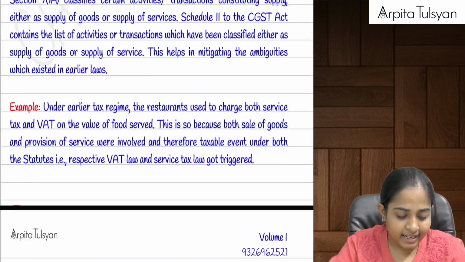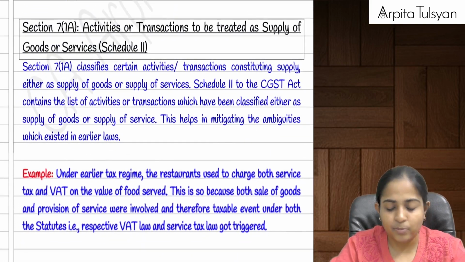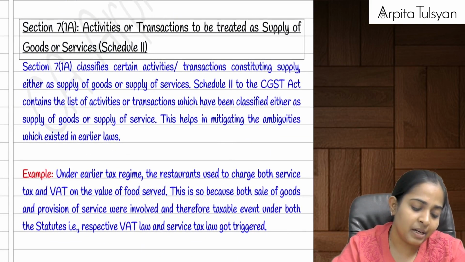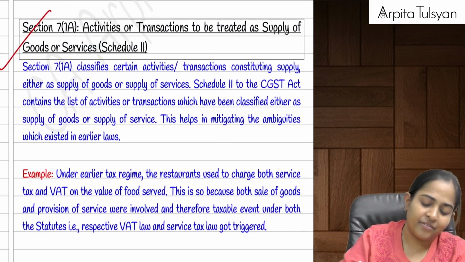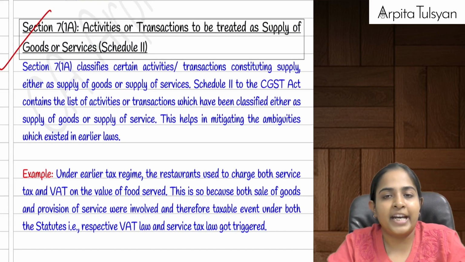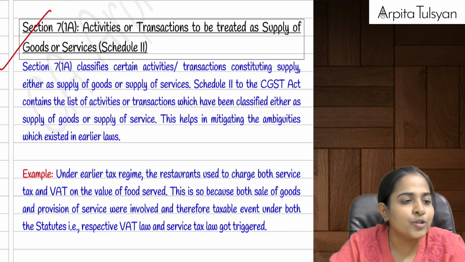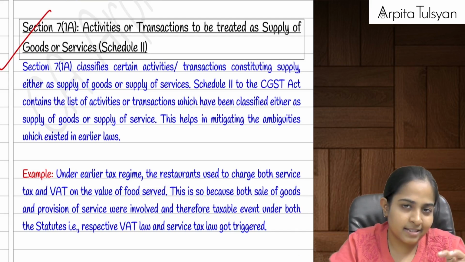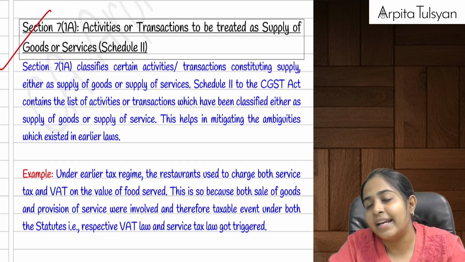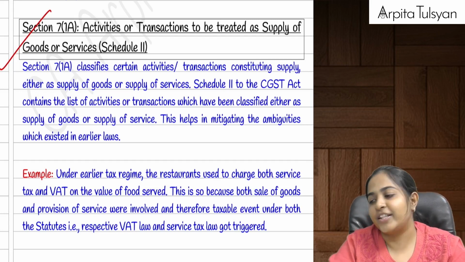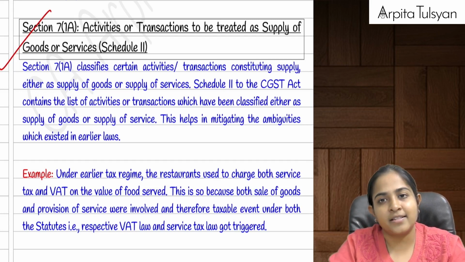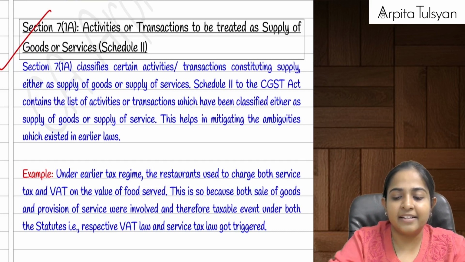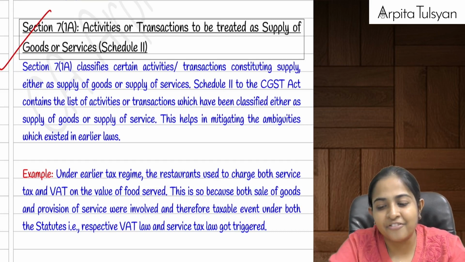Yes. Then after that, going on to the next point. The next section is very, very simple. Section number 7.1a. 7.1a talks about classification of transactions into supply of goods or supply of services. Okay, now we know that it is a supply. Now we just need to bifurcate whether it is supply of goods or supply of services. Are you clear till here, everyone? Can we start with section number 7.1a?